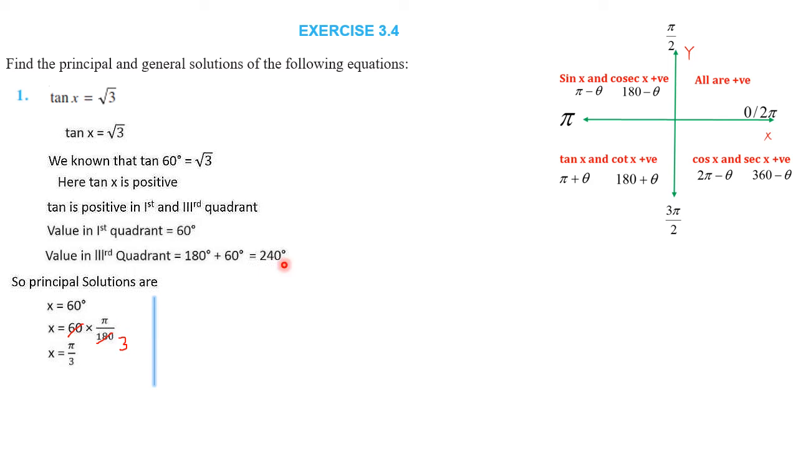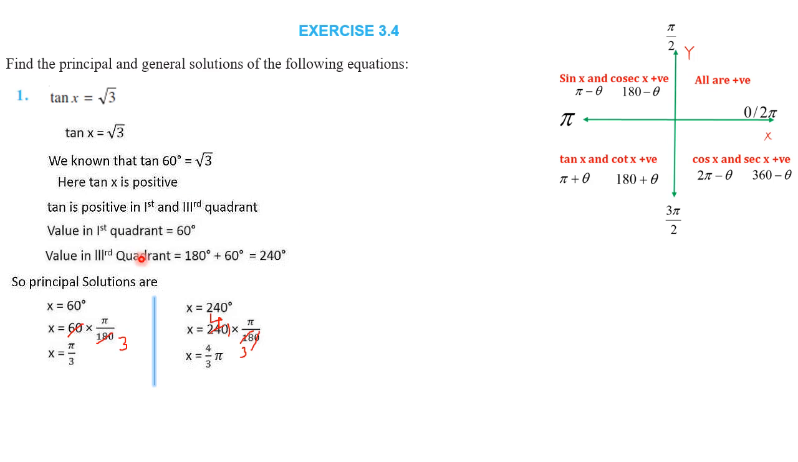Next is 240, we can convert into radians: 240 into pi by 180. Here also we can do the calculation. The 0s we can cancel, and 18 and 6 cancel to 3 times, and 24 means 4 times. So you will get the answer as 4 pi by 3. So x is equal to 4 pi by 3. So these are our answers.